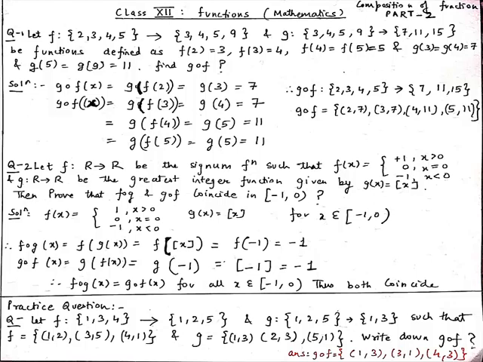And similarly, we can solve it for the other elements of the domain of f. So finally we get gof equal to {(2,7), (3,7), (4,11), (5,11)}. This is our final answer.